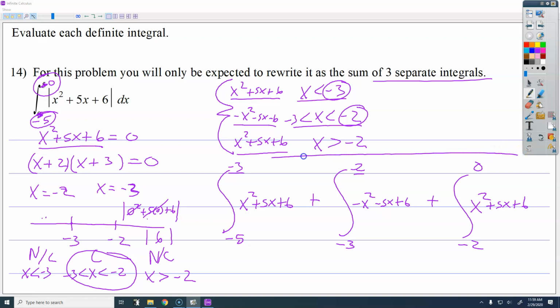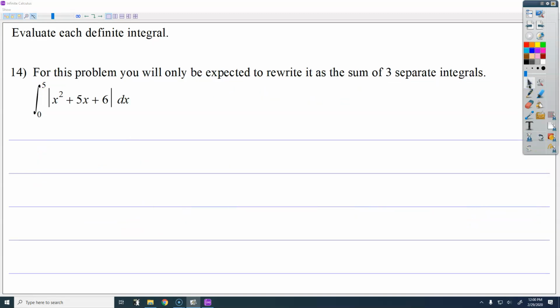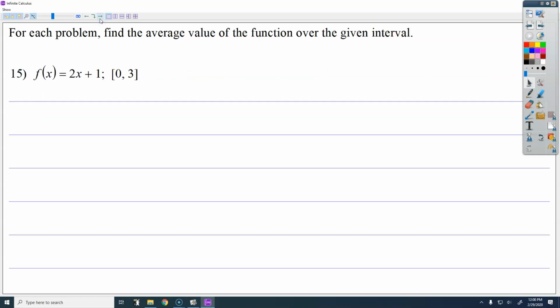So this is what you'll be expected to do in your test, is just how to get to the point where you can rewrite it as an integral of 3 separate pieces. Okay? Not going to ask you to go ahead and do all the fundamental theorem of calculus on there, just too time consuming. And the other 2 problems kind of cover that basis anyway. Okay, let's go ahead and take a look.